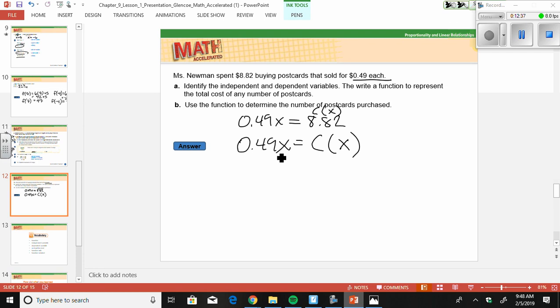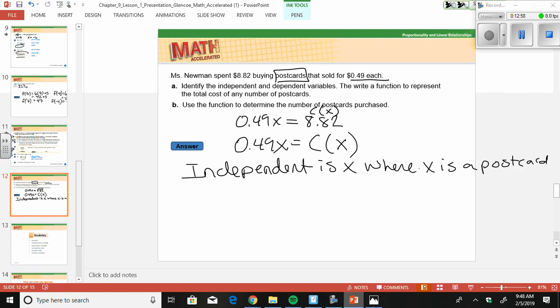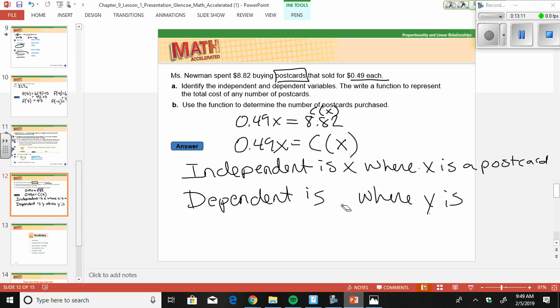So here, our independent variable is x, and x stands for each postcard, where x is a postcard. The dependent variable is y, where y, or I shouldn't say y, I should say C of x, where C of x is the total cost.